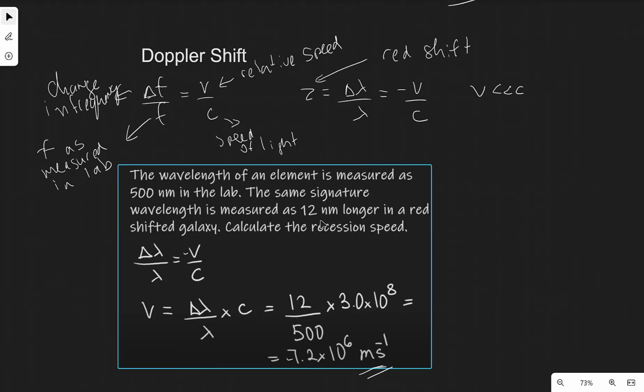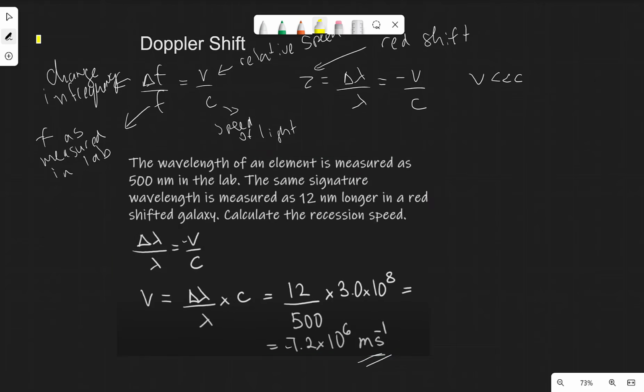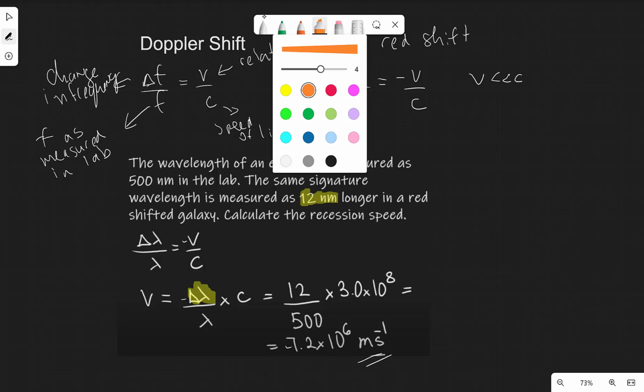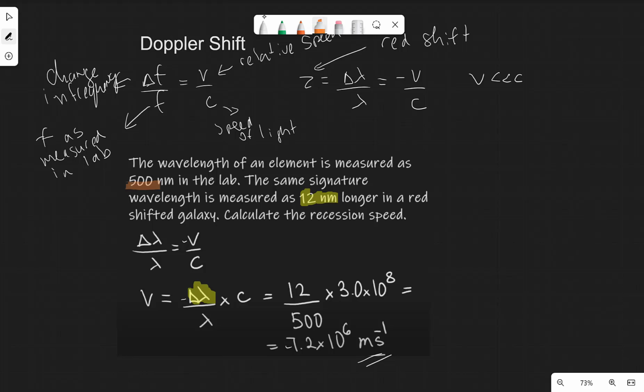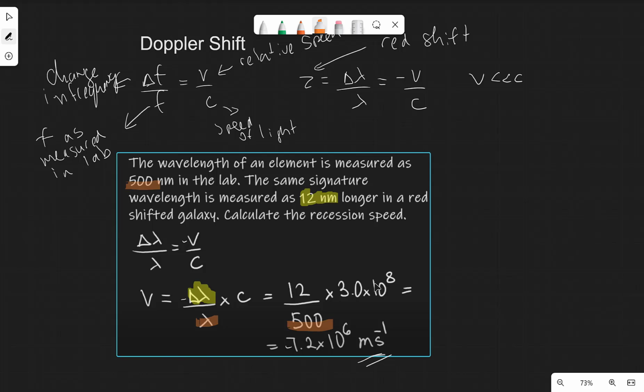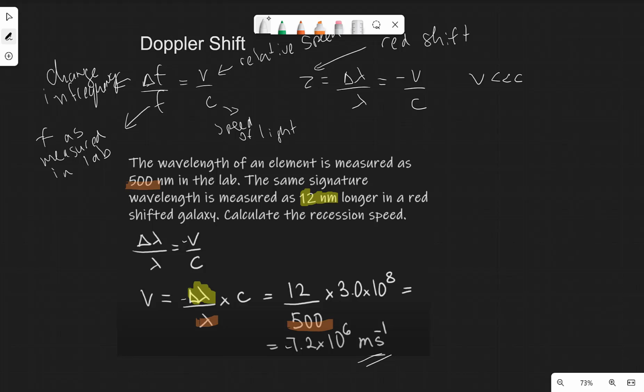We have the wavelength of an element measured as 500 nanometers in the lab. The same signature wavelength is measured as 12 nanometers longer in a redshifted galaxy. Calculate the recession speed. Okay, well, all we need to do is just rearrange for V. And in this case, this will be equal to the negative of delta lambda over lambda times C. Okay, so we know that our change in wavelength is going to be equal to 12. We know that our original wavelength was equal to 500, like so. We multiply that by the speed of light, and we find a very high recession velocity for this galaxy. And this is a technique that will allow us to calculate the speed of moving objects.